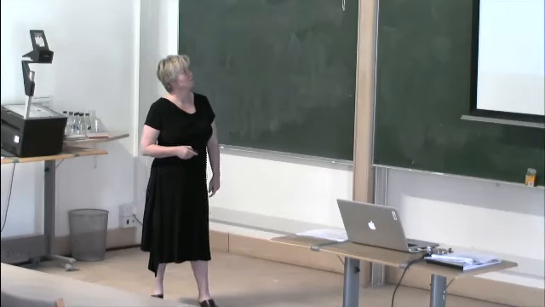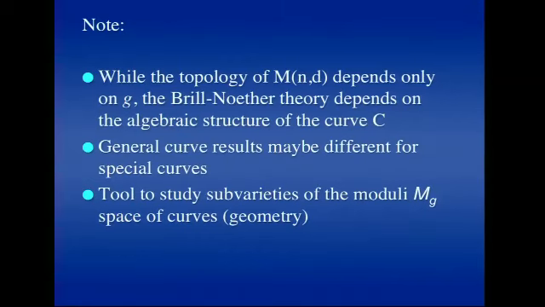Now, in the case when rank is bigger than 1, the variety of vector bundles of specific degree depends only on the genus of the curves. However, the Brill-Noether theory looks like it depends on the curve. Now, a general curve may have completely different properties than the special curves.